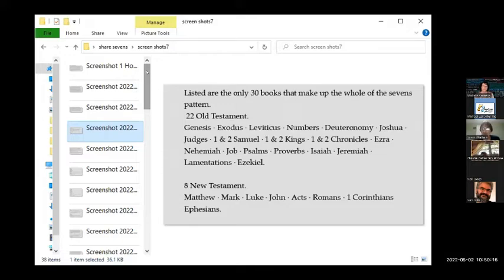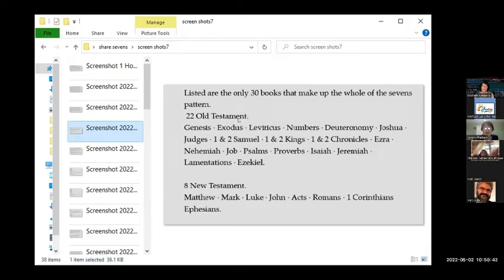Yeah, if I could, Ivan, before you leave, could I just share one thing that you might find very interesting within this pattern? Now, these 30 books that make up the pattern that I've highlighted in red, I wrote them down here. You see there's 22 Old Testament books only, and 8 New, which are the 30 books that make up the pattern.